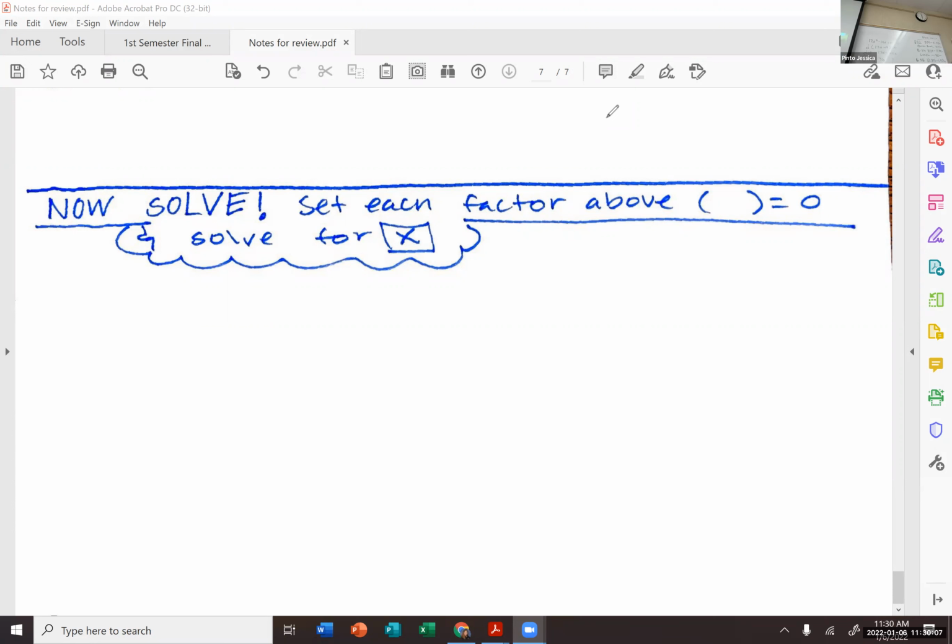And then the top one, x would be equal to 3/2 and -3. All right, are there questions from either side before I let you go?